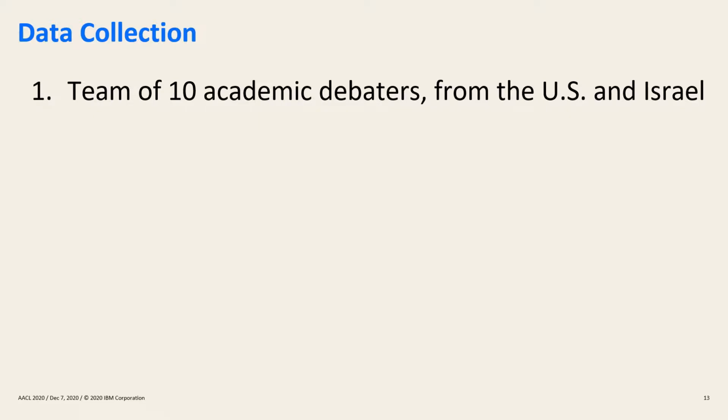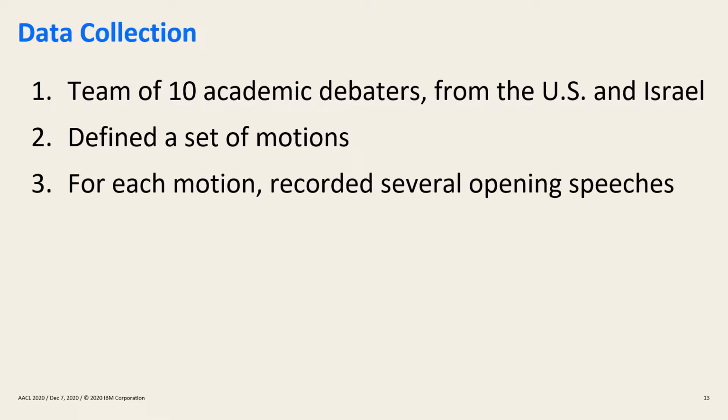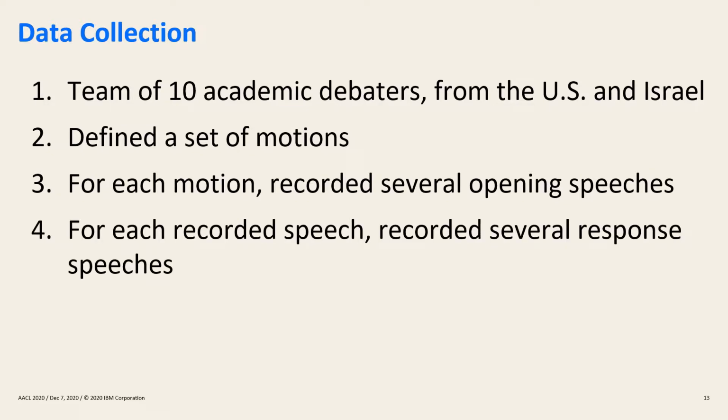So we employed a team of 10 academic debaters from both the US and Israel. We defined a set of motions for which the data would be collected. For each motion within this set, we recorded several opening speeches. More precisely, these academic debaters recorded these opening speeches. And then each debater received one of the recorded speeches from a different debater and recorded a response speech, a rebuttal speech. In total, we collected some 3,500 speeches this way, which are available to download as part of our paper by Orbach and others from 2020.